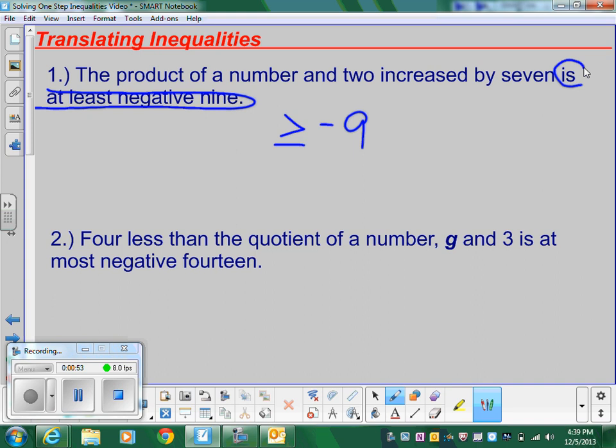We can take care of the rest of our inequality here. The product we know is multiplication of a number and 2. It's 2 times n, or 2n. Increased by 7. And we now have our inequality. We can go ahead and solve this, but we'll save that for another time.